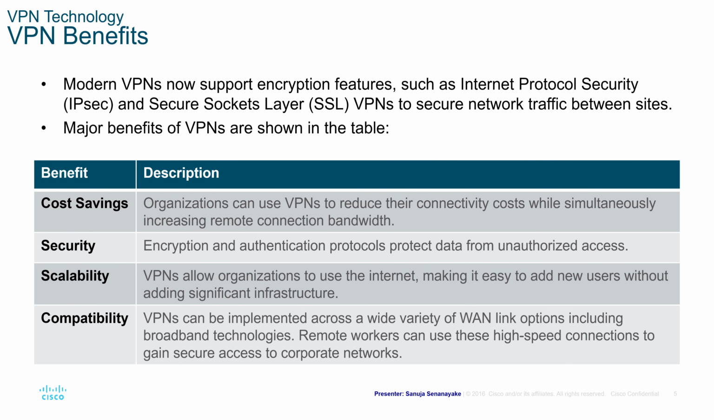So what are the benefits of VPN? Modern VPNs now support encryption features such as Internet Protocol Security, also known as IPsec, and Secure Socket Layer, also known as SSL. Those types of encryption will secure the network traffic between sites when you are using VPNs. There are a few major benefits of using VPNs, and they are shown here on the bottom of your screen. They include cost savings. Organizations can use VPNs to reduce their connectivity cost while simultaneously increasing remote connection bandwidth.